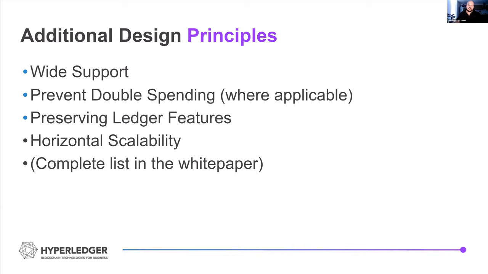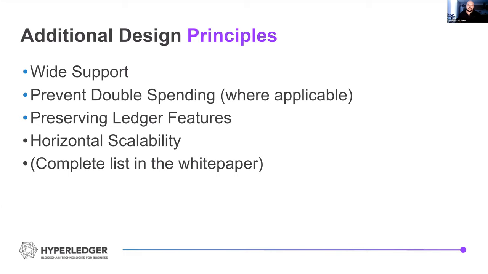And then preserving ledger features, very quickly, it just means that if your ledger has some sort of additional feature that distinguishes it from other ledgers, that feature is your pride and joy, then the idea is that you should be able to integrate that ledger with other ledgers through Cactus and still have that feature working in the way that you want it to. So that adopting Cactus for integrating your ledgers is not a trade-off in the sense that now you have to basically lose everything that's unique about your particular ledger.